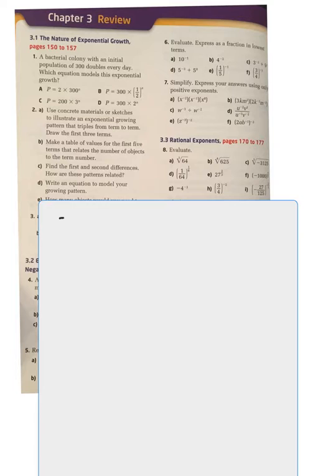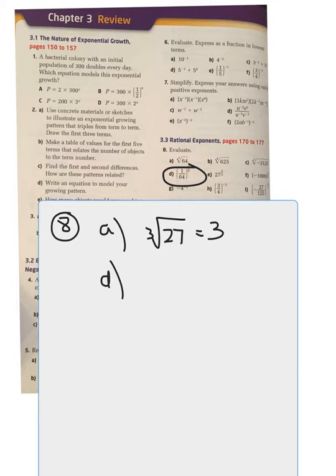Question 8, do some evaluations here. Of course we know that A is easy. If we have something like the cube root of 27, that's 3. If we have a look at this one here, D, and we say something like 1 over 32 to the power 1/5. So it's the 5th root of 1 over 32. We can do it in tops and bottoms. The 5th root of 1 is 1, and the 5th root of 32 is 2. So the answer is 1/2.